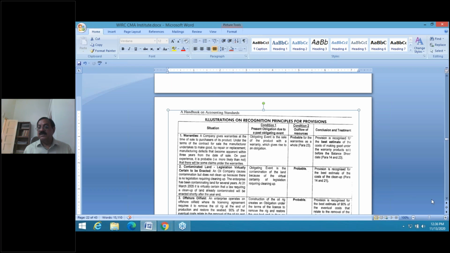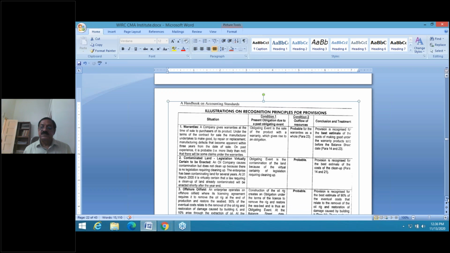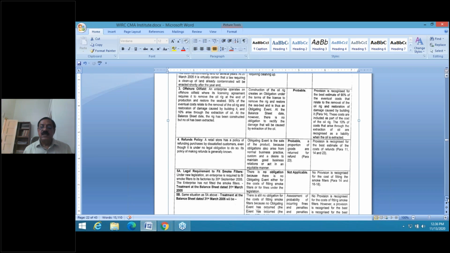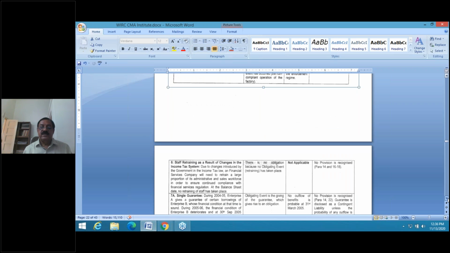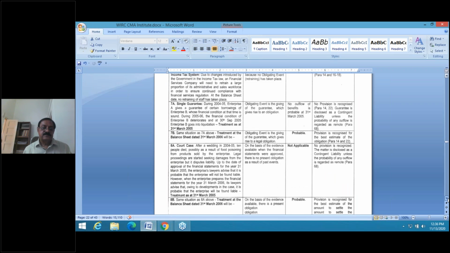So this is an illustration regarding this. Whenever there is a chance of you making the payment of more than 50%, you have to provide. So you can go through the remaining illustrations as I am providing you the material. Okay, and if you have any doubts, you can contact me later on.